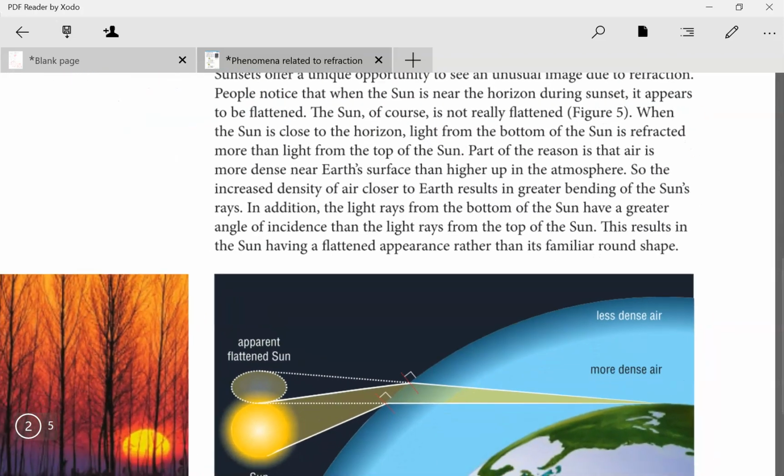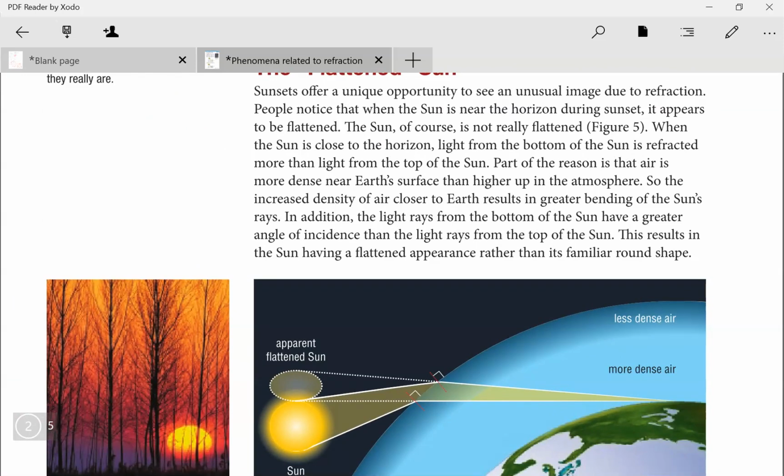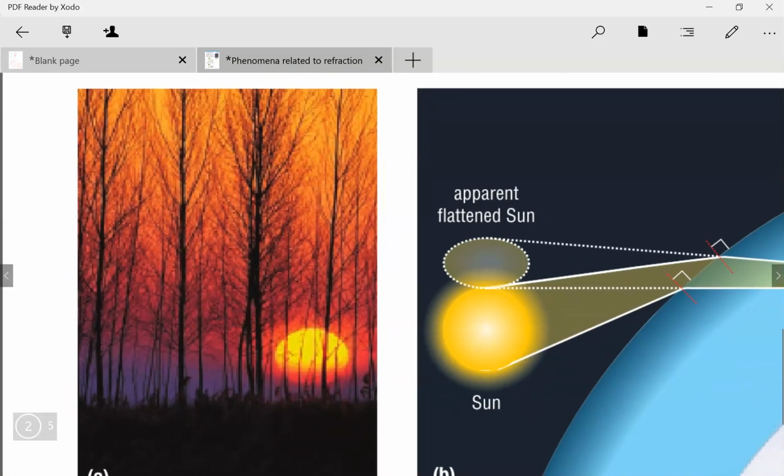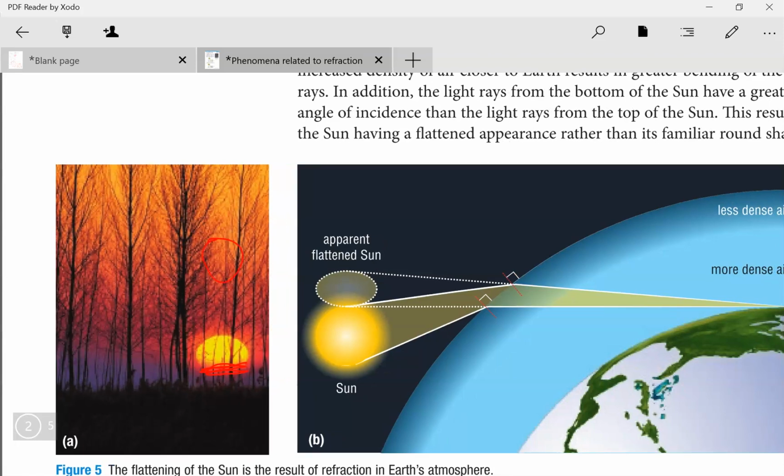Next one is kind of a weird one. It's the flattened sun thing. If you look at this picture here, the sun looks kind of flattened at the bottom, which is not its regular, roundish shape. It's more like someone squeezed it like that, and it's become flat.